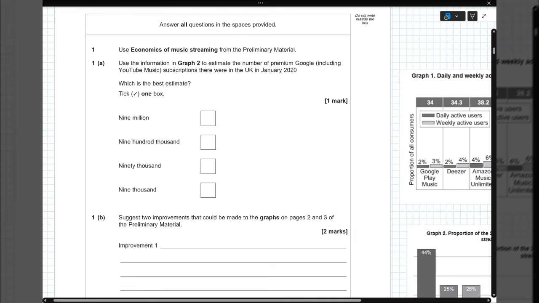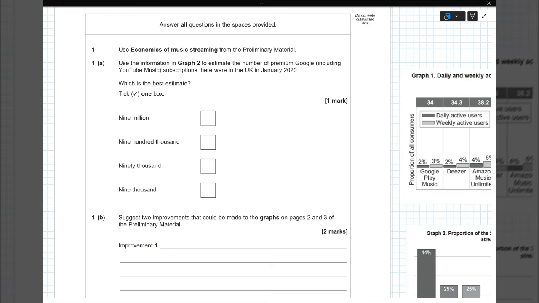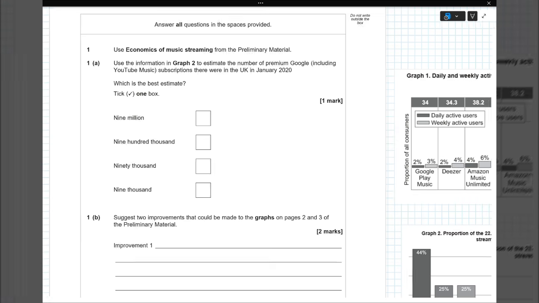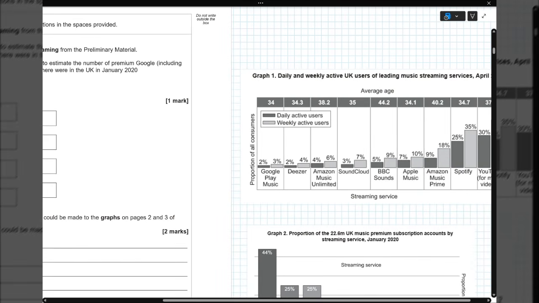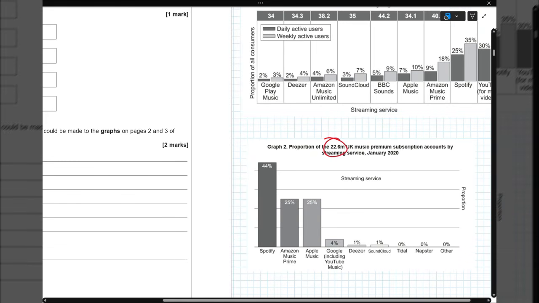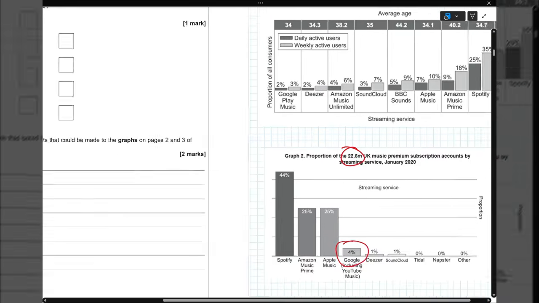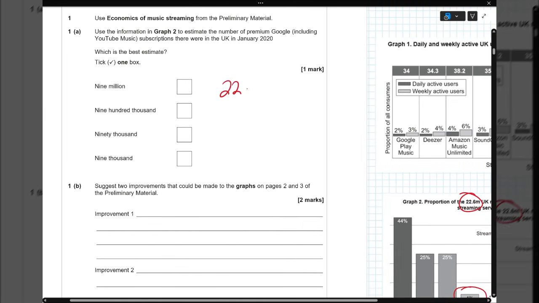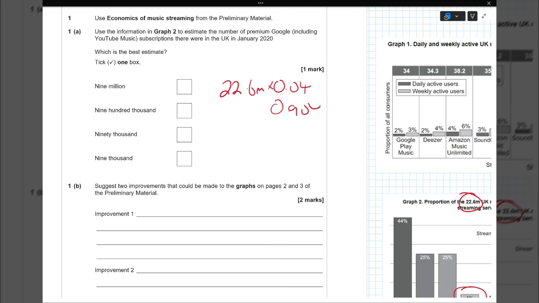Use economics of music streaming from the preliminary material. Use the information in graph 2 to estimate the number of premium Google, including YouTube Music, subscriptions there were in the UK in January 2020. So fiddling around with my notes, just going to find where my calculation was. If we have a look at graph 2, we've got 22.6 million and Google is at 4%. So 22.6 million times 0.04 gives me 0.904 million, and that's about 900,000. So we're ticking that second box for our first mark.